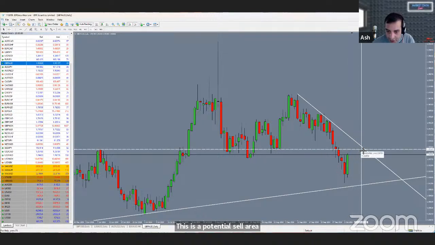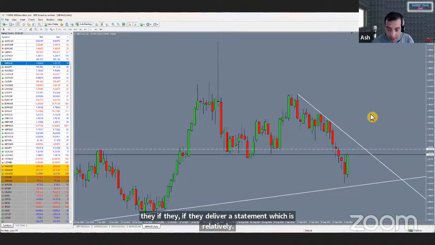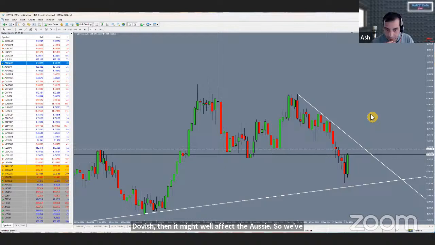If that lasts a few days, maybe to Wednesday, that area also becomes of interest because that would have some confluence. And that would also give us the RBNZ rate decision as well. And if they lower interest rates, or if they deliver a statement which is relatively dovish, then it might well affect the Aussie. So we've got to be a little bit careful with this as we go as well.